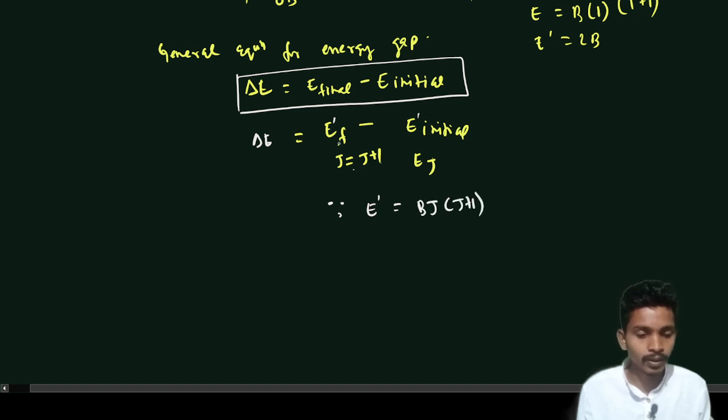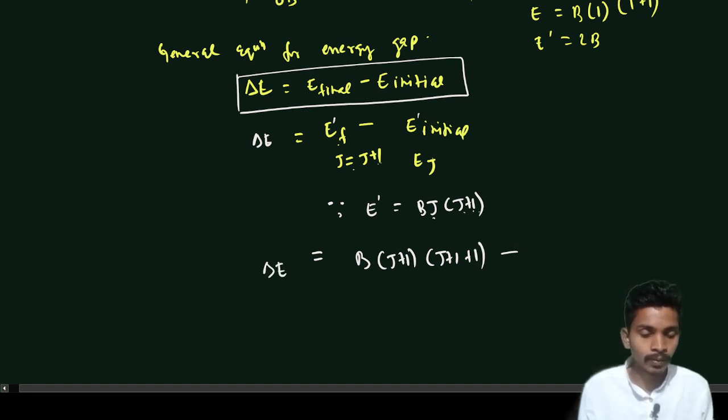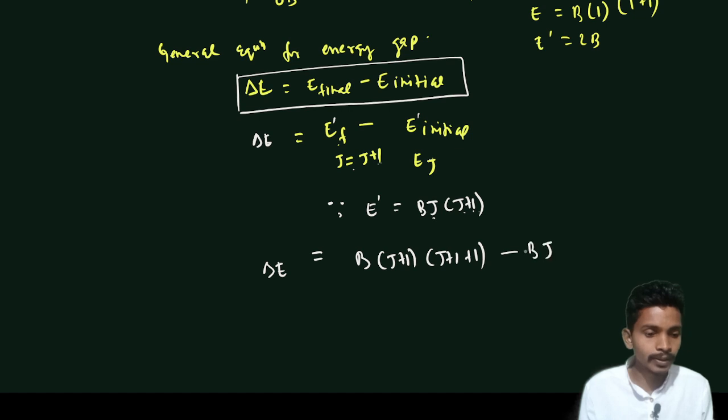So here if I put that E dash value, E dash is B and J is J plus 1. So in place of J I will write J plus 1, and the other factor is J plus 1 plus 1. This is the delta E dash. And here again, J is J itself, so I will simply write B J, and the other factor is J plus 1.